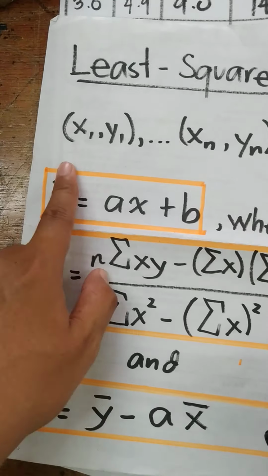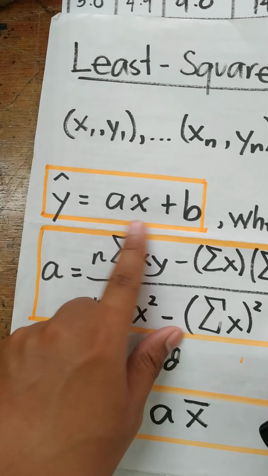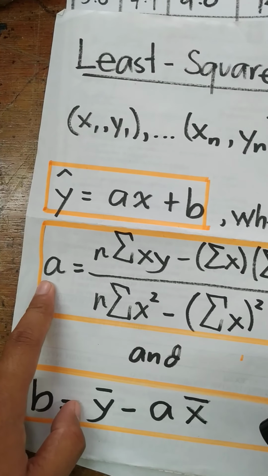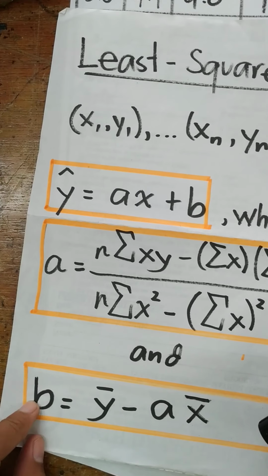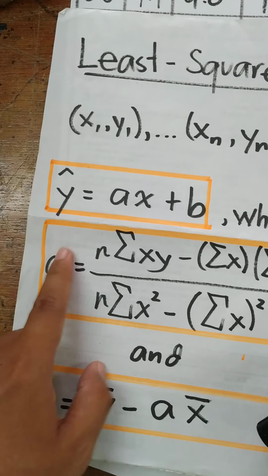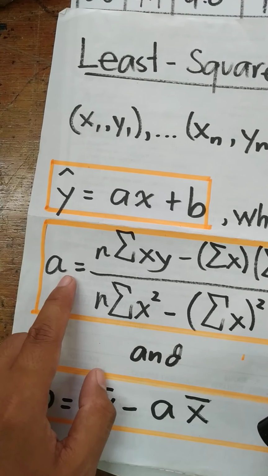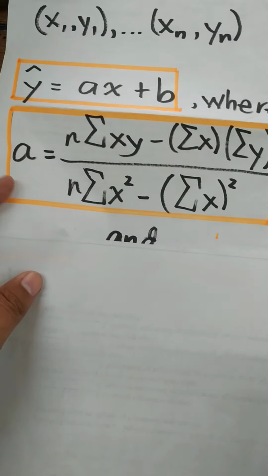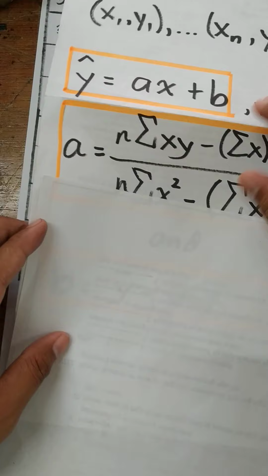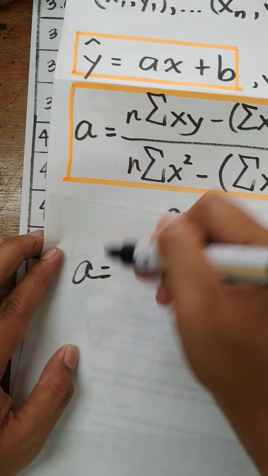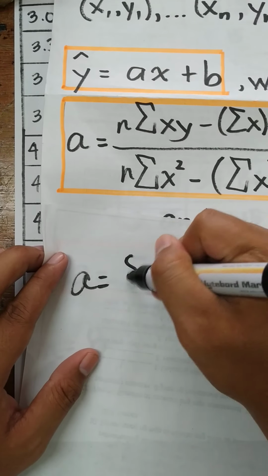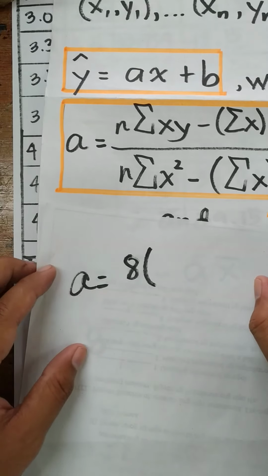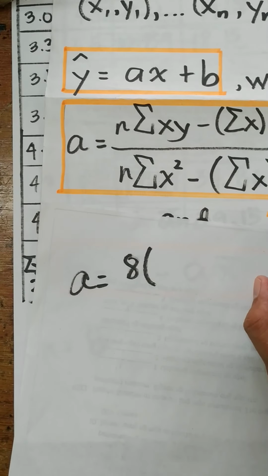So to compute my y hat equals ax plus b, I need to compute first my a and my b. That's my slope and my y-intercept. So first, let's figure out our slope. Our slope is given with that formula. Let's try that one. Our n is 8 times the summation of xy.